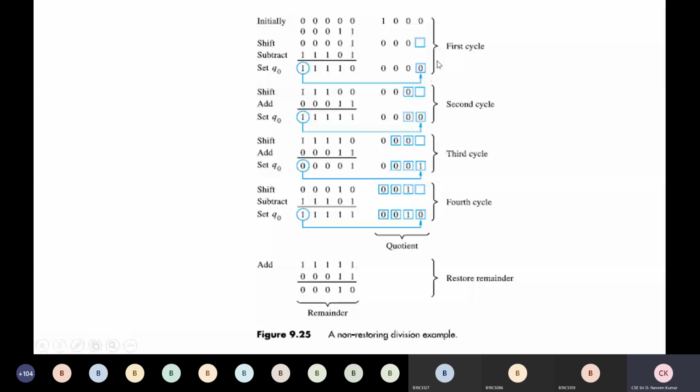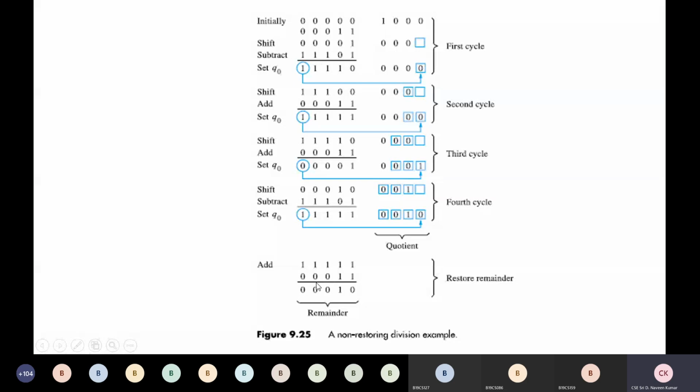So the number of cycles is again restricted to only 4 cycles, and finally we get the result here. In A we have this result, and in Q we have this result. This is the A accumulator. This entire column is in the accumulator, and this is also the quotient at each step. So this is the content of A, this is the content of Q, and if A content is a negative number, what we need to do is one time restore operation.